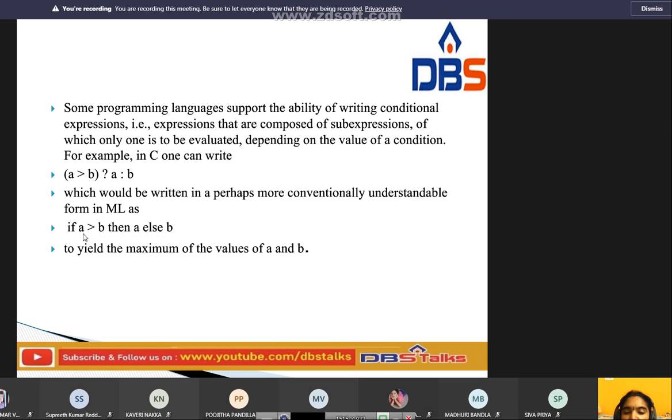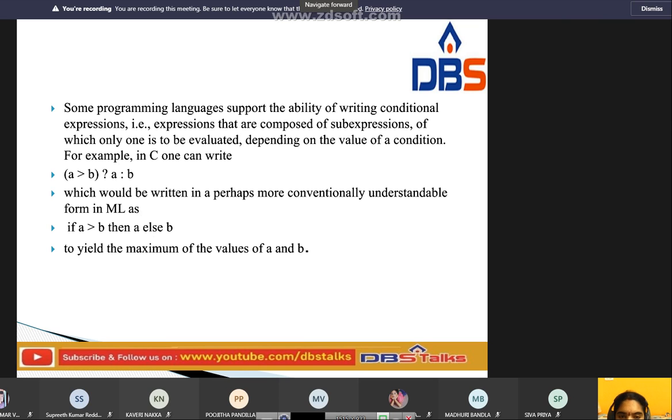Here I gave A equal to 3, B equal to 4. 3 greater than 4 is a false condition. That's why we got the B value. This yields the maximum of the values of A and B.